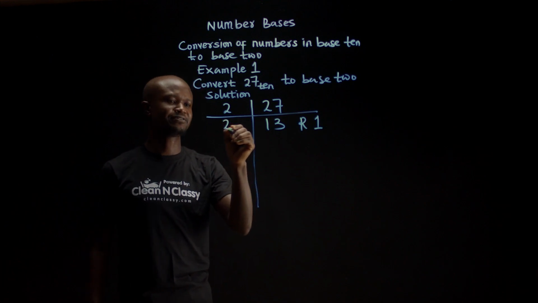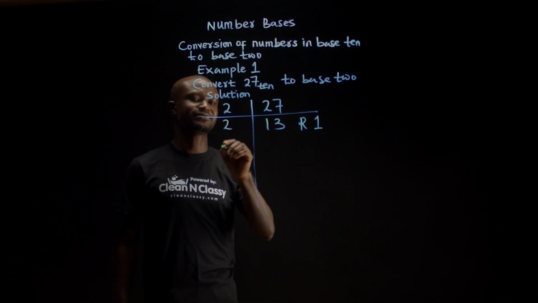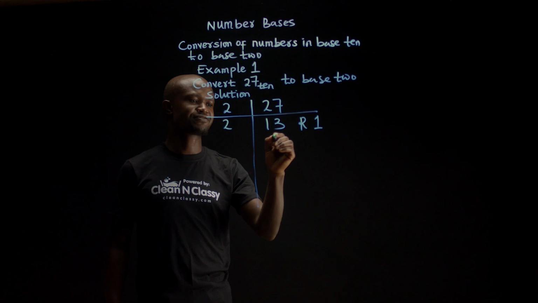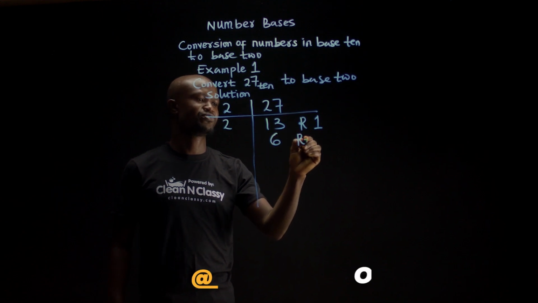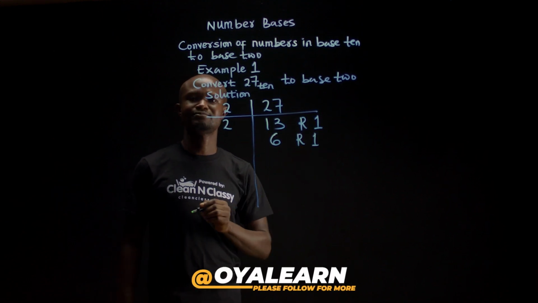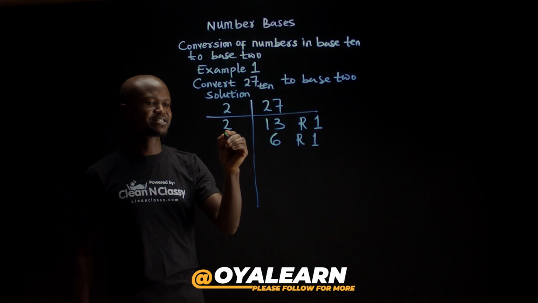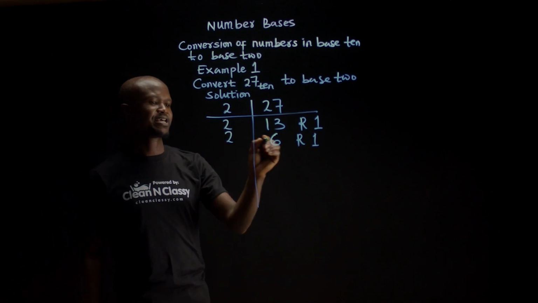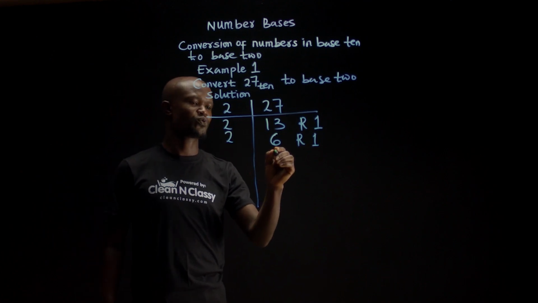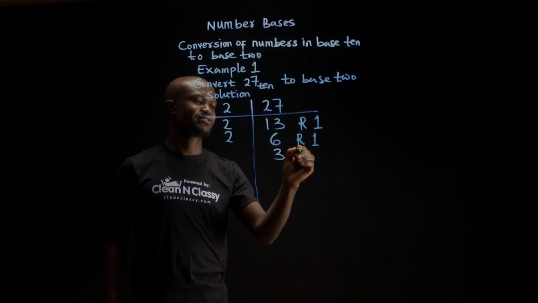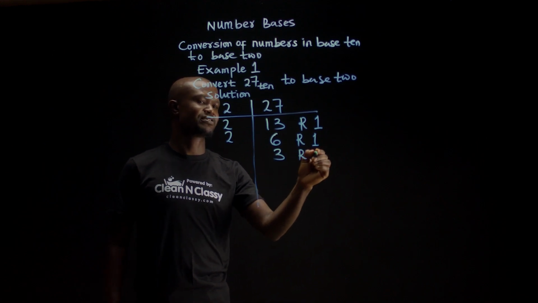We continue again. We put 2 here. 13 divided by 2. We have 6. Remainder what? 1. Now, the next thing we also divide. 6 divided by 2. We have what? 3. Remainder what? That's 0.